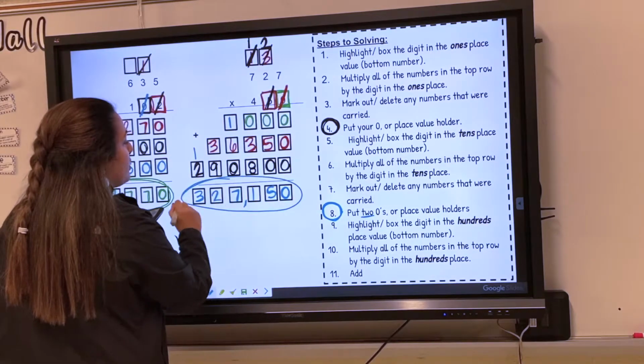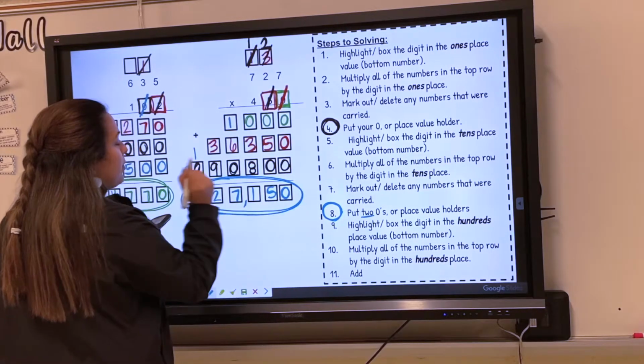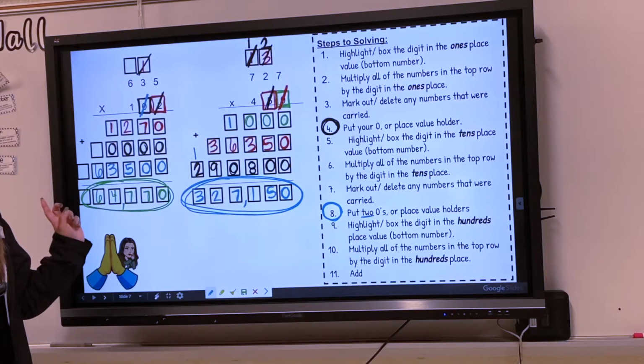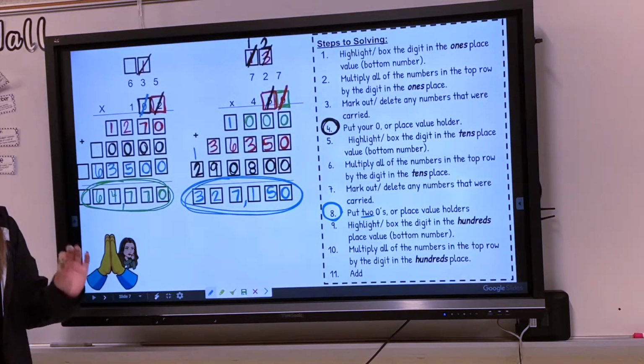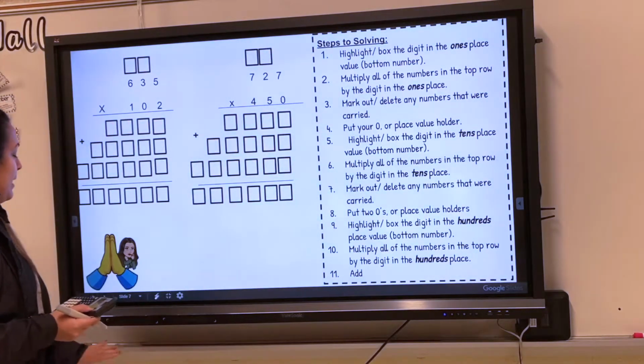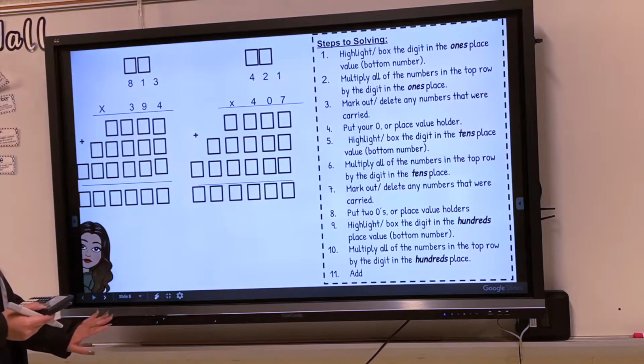327,150 is our answer for this problem. Now we do have another slide with a 3-digit by a 3-digit problem, because I wanted a little bit extra practice with these. So now we're going to move on to the last slide, technically.